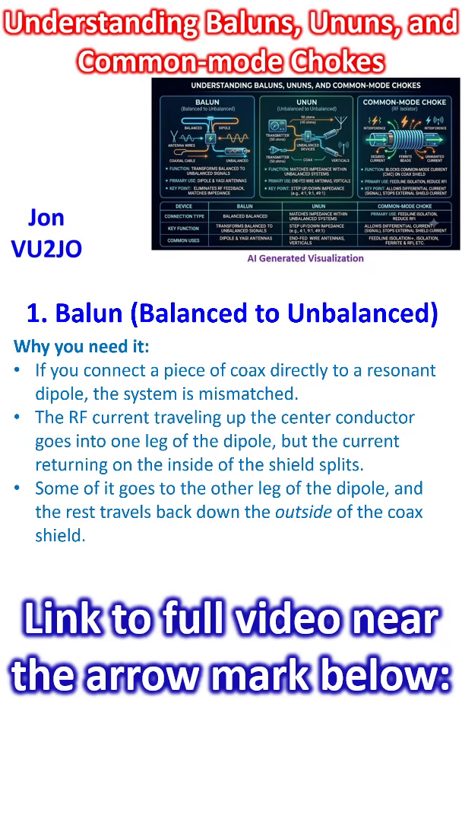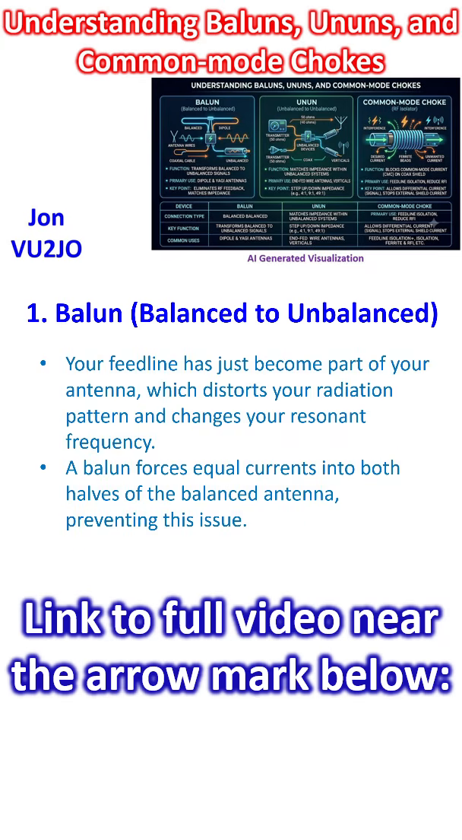If you connect a piece of coax directly to a resonant dipole, the system is mismatched. The RF current traveling up the center conductor goes into one leg of the dipole, but the current returning on the inside of the shield splits. Some of it goes to the other leg of the dipole and the rest travels back down the outside of the coax shield. Your feedline has just become part of your antenna, which distorts your radiation pattern and changes your resonant frequency. A balun forces equal currents into both halves of the balanced antenna, preventing this issue.